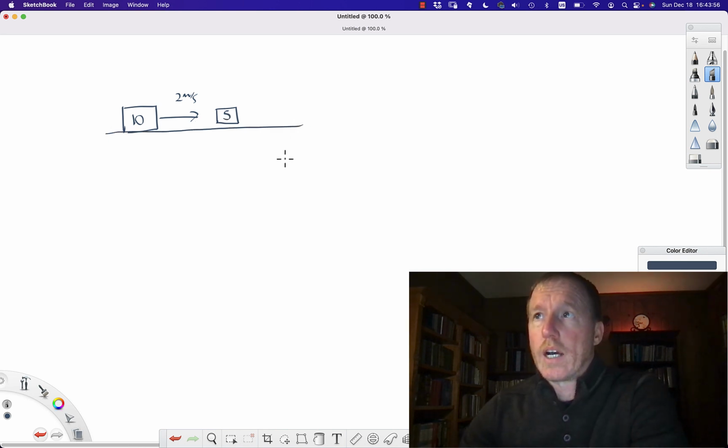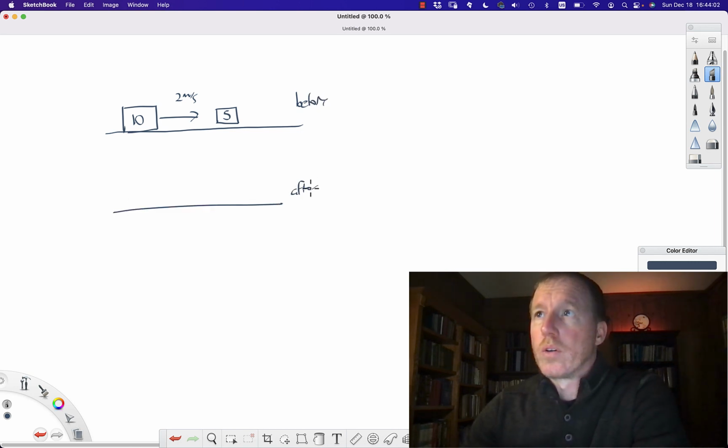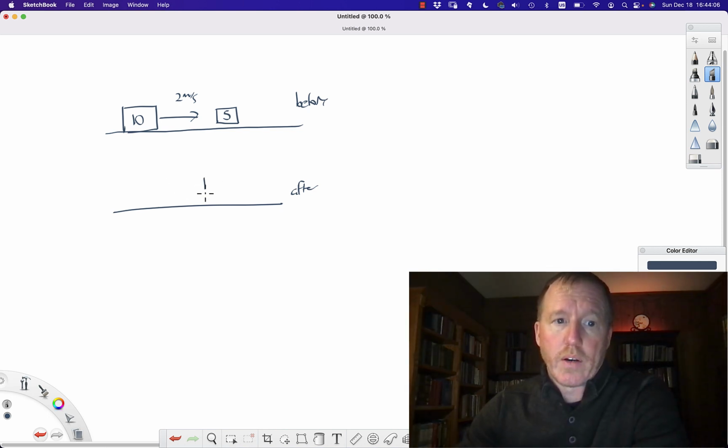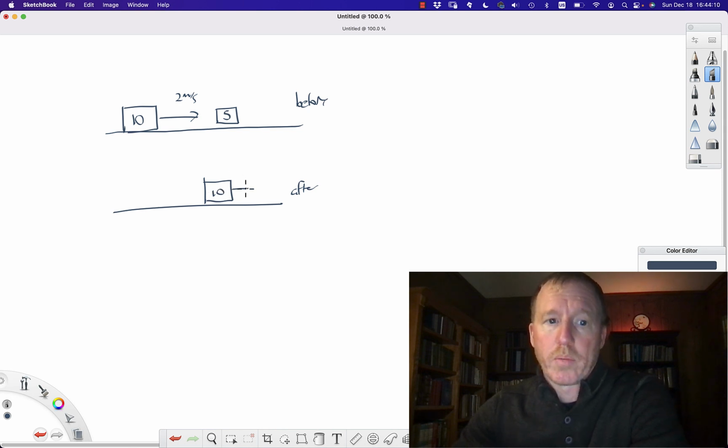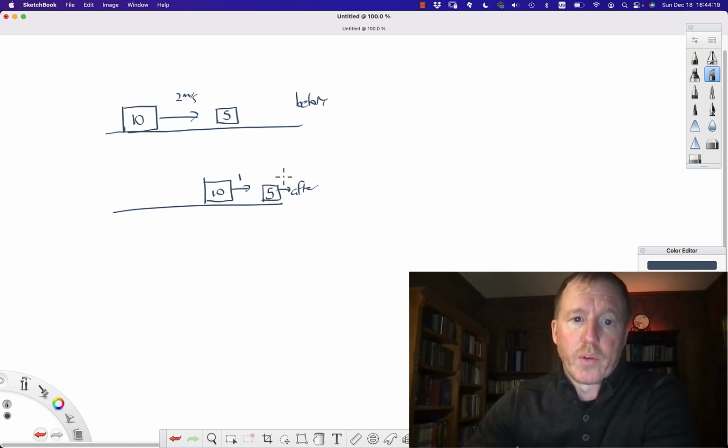And after colliding, so this is before the collision, and then after the collision, we are told that the 10 kilogram mass has slowed down to a speed of just 1 meter per second after the collision, and we're asked what is the speed of the 5 kilogram mass after the collision. It's got some unknown speed, we'll call it v.